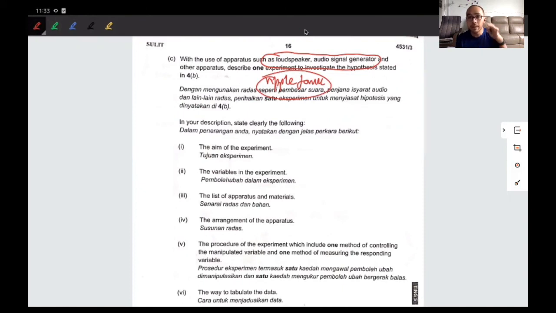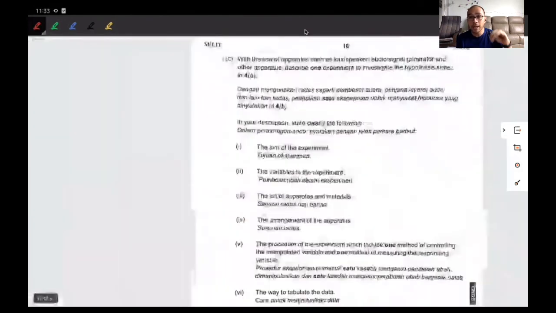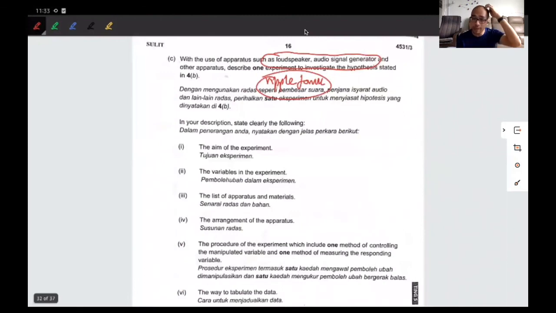Okay, so be very careful. It has happened that the situation given is interference of sound, but the apparatus given is not loudspeaker. They give apparatus for normal interference, the one done in the ripple tank. So be very careful with this. Be very, very careful.